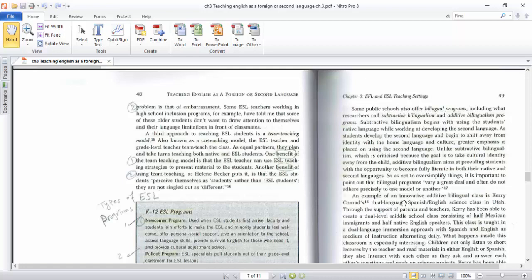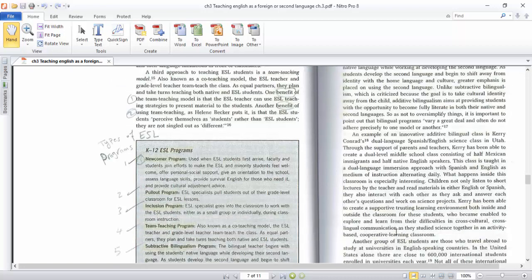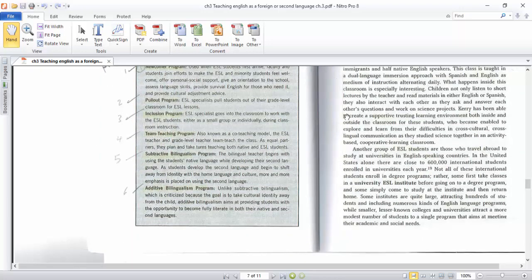Okay, here we have examples of an innovative additive bilingualism class. If you go to this line, this class is taught as dual language immersion, and we have another program to create a supportive, trusting language environment both inside and outside the classroom, where students became enabled to explore and learn from their difficulties in cross-cultural and cross-lingual communication, as they studied science together in an activity-based cooperative learning classroom.